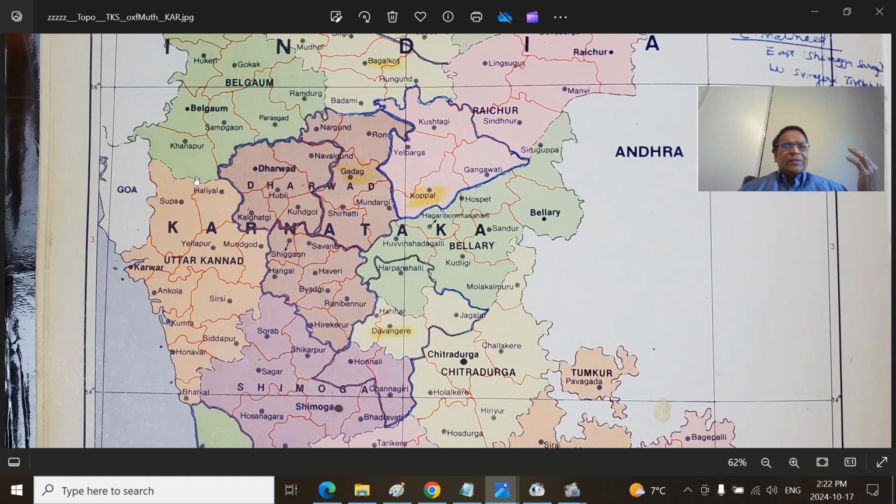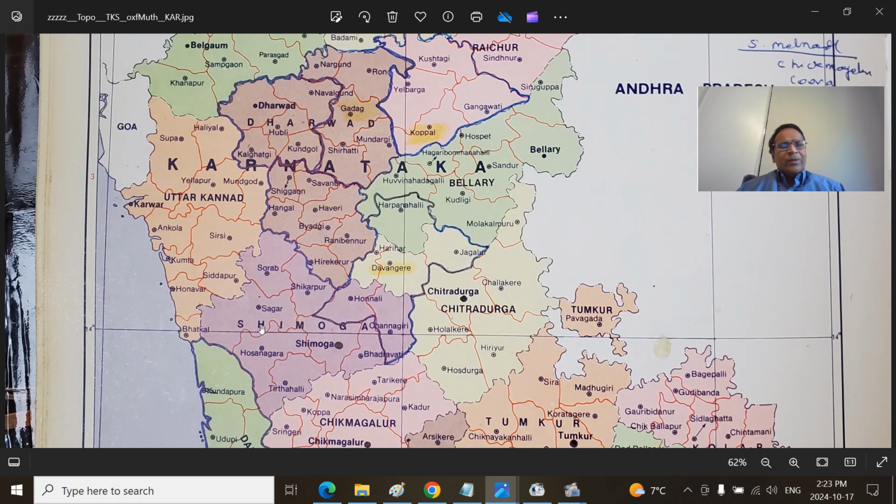If you draw a line here, that is also part of the Malnadu region, and Mundgod on the east side. Whereas the western part, remember this, is the Kannada coast or Karavali coast: Karwar, Ankola, Kumta, Honnavar, Bhatkal. We look at this in the other part when we talk about the Kannada coast. So this is the entire part here.